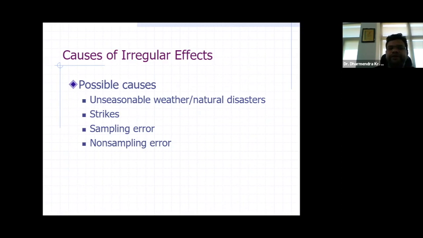Suppose we are conducting a survey on the popularity of your product among your regular customers, and you ask if they want to purchase our particular product, and that person responds, yes, I'm very much interested and I will definitely purchase. So you will record that this person is going to purchase our brand or product, but in reality they will not purchase. This is called a non-sampling error. So these are some of the causes of irregular effects.